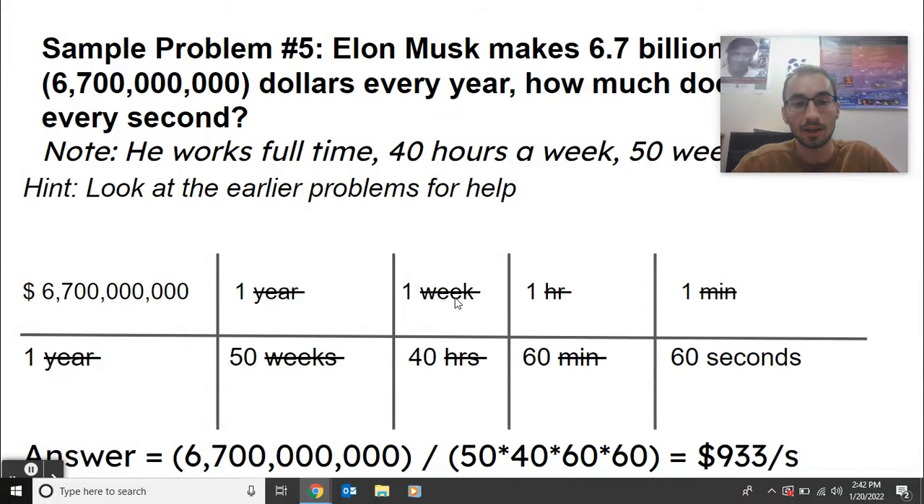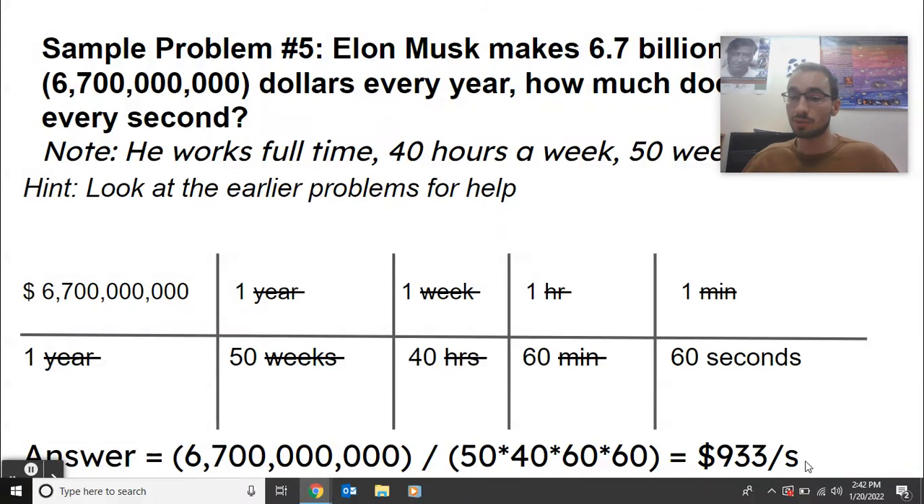And then every week he's working 40 hours, and then every hour is 60 minutes, and then every minute is 60 seconds. Okay? So if you double check, cross out all the ones you did diagonally, you'll be left with dollar signs on top and seconds on the bottom. And at the very end, I didn't include the ones this time. 6.7 billion divided by 50 weeks times 40 hours times 60 minutes times 60 seconds. Every second that Elon works, he is making $933.